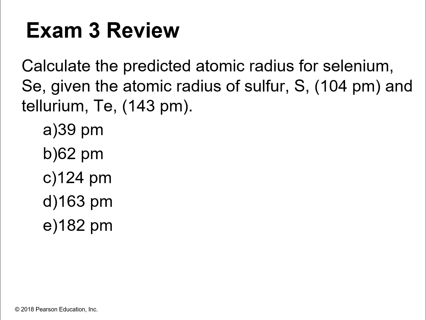This is a problem where you're predicting an atomic radius, and we can predict physical properties and chemical properties based on the grouping of the periodic table. So if you look at the periodic table, you will notice all in a row, you have sulfur, selenium, and tellurium. And this is group 6A.